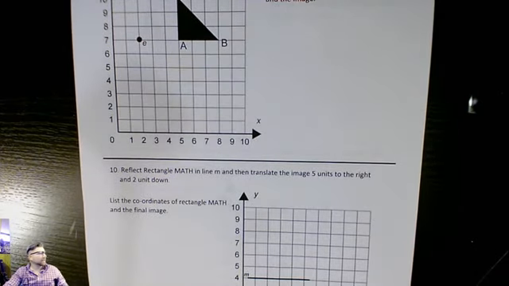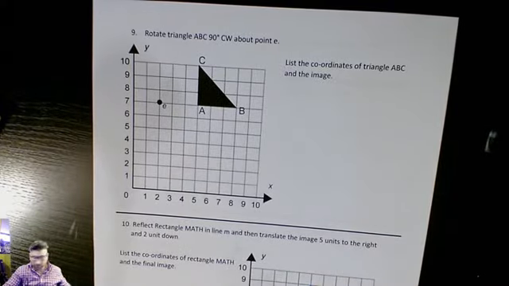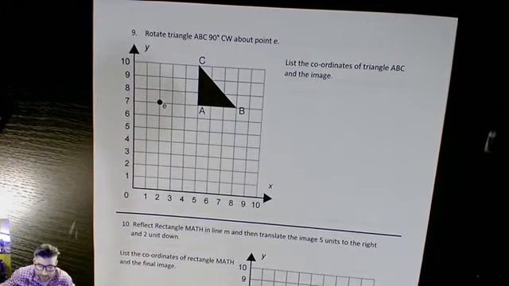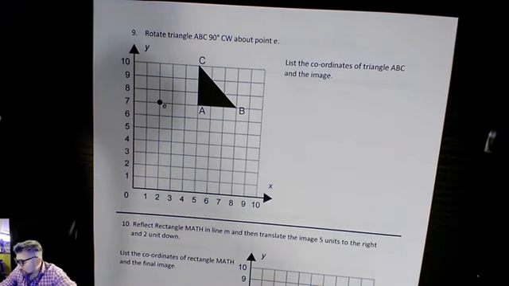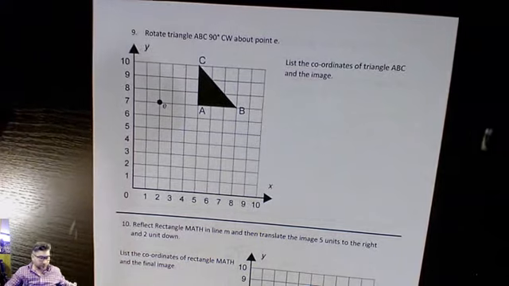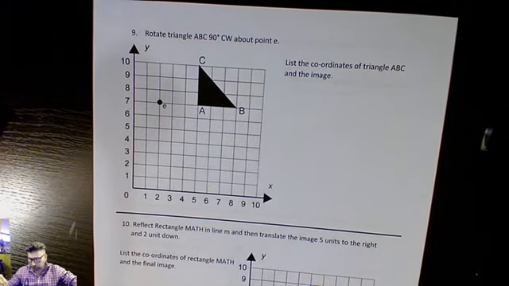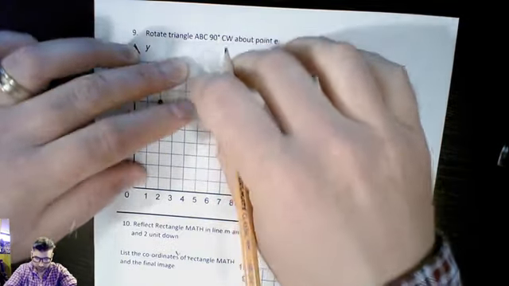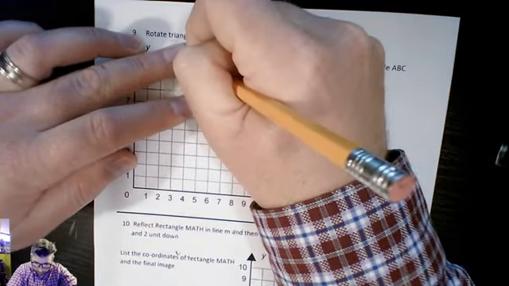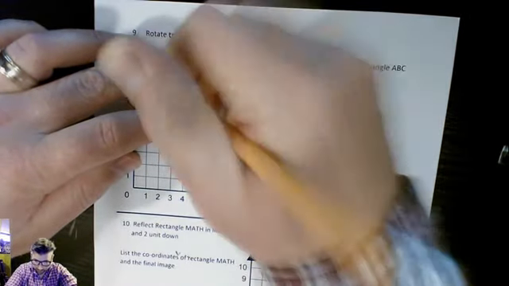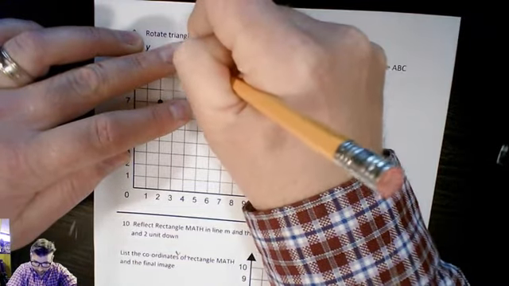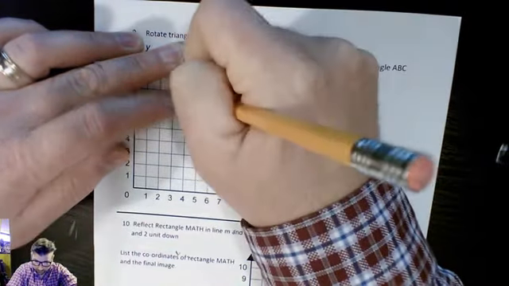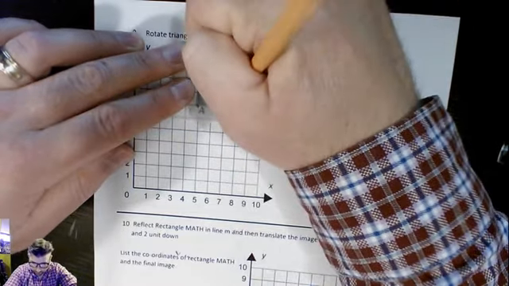And question 9 is a little trickier because the point at which you are rotating this particular triangle is around point E, which unfortunately is kind of further away. So when you do your rotation, use your transparent paper to put in your coordinates and just fill in the shape to the best of your ability.